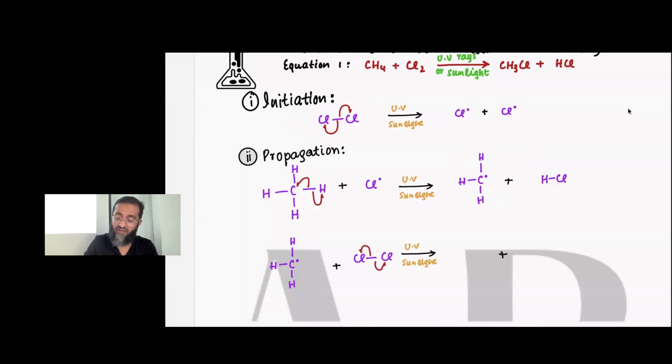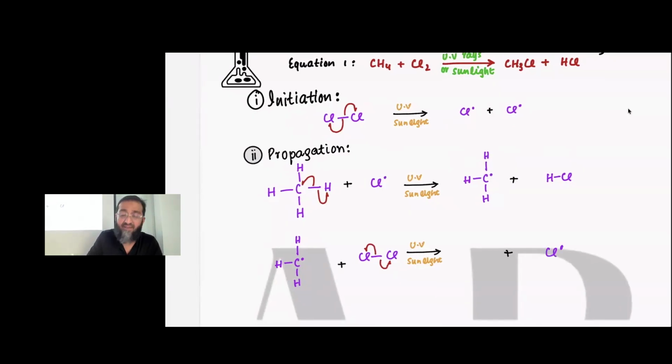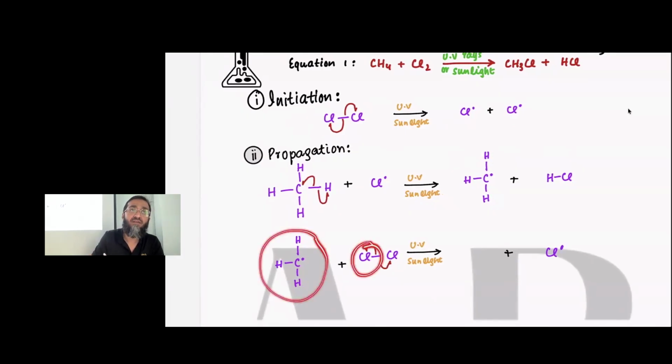Okay, so what happens over here? The chlorine molecule breaks its bond homolytically. So we get one chlorine radical, but the second chlorine radical over here joins with this, forming our product. When this chlorine joins with this, what will we get? We will get CH3Cl, which is our product. So besides our product, HCl is also formed. These we have mentioned in the equation.